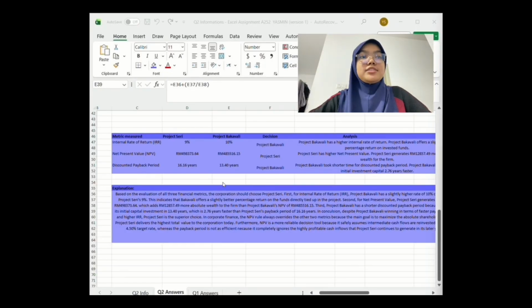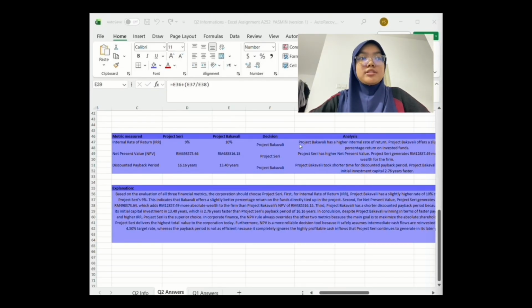For the final decision, I evaluated the overall decision based on all three metrics. First, looking at the internal rate of return, Project Vakavali achieves a slightly higher rate of 10% compared to 9% for Project Seri. This shows that Vakavali yields a better percentage return on the capital directly locked in the project. Second, looking at the net present value.